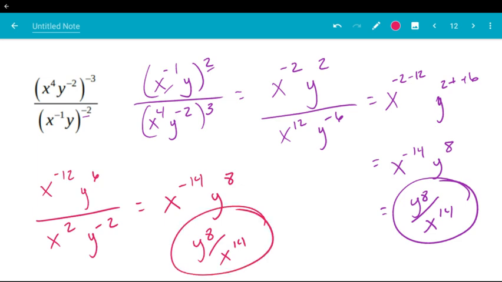Second way seemed faster, but that's just because I knew what I was doing. So one way is not better than the other. It's just up to you. But you should get the same answer both ways.